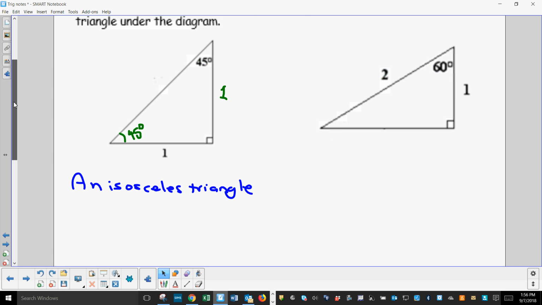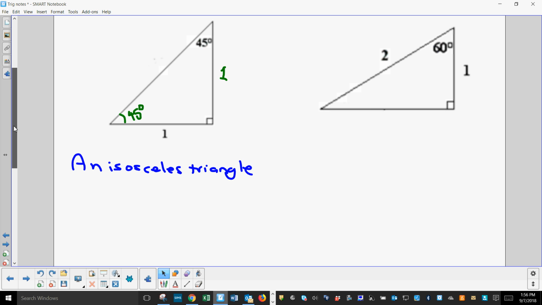We need to work out this missing side here. There's probably all sorts of different ways we can do it. What might be a simple, easy way we could work it out? Pythagoras, yeah. Root 3. It's root 2. I was just guessing, could be root 2.